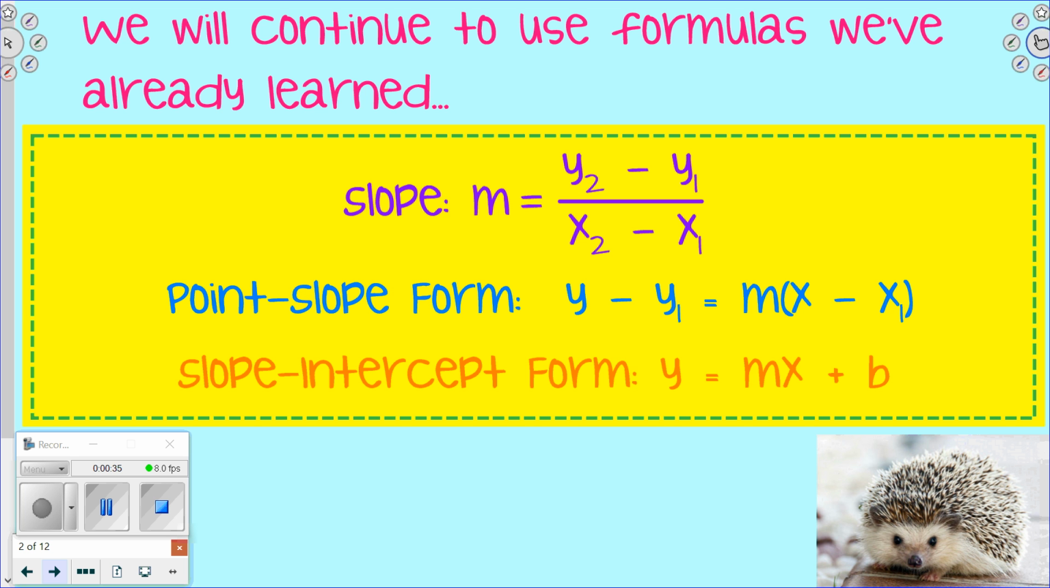All right, so we're going to continue using the 3 formulas that we already know. So we have our slope formula, we have point-slope form, and slope-intercept form. Do you have to memorize any of these? No. Don't feel like you have to. I mean, you probably will by the time you get on using them. But on every quiz, test, whatever, I will give you the formulas at the top, so you don't have to memorize them. You just need to know how to use them.